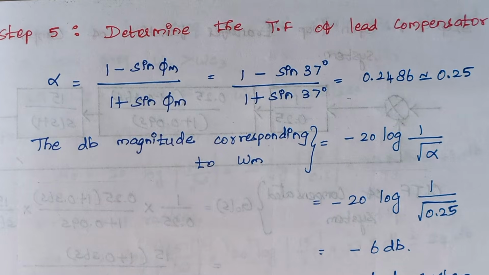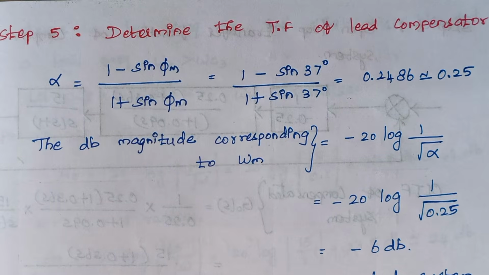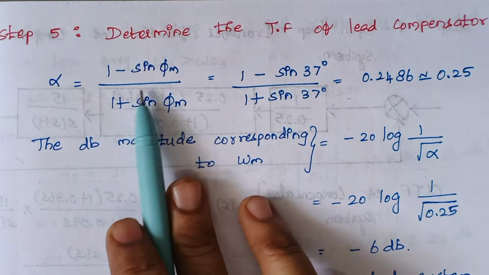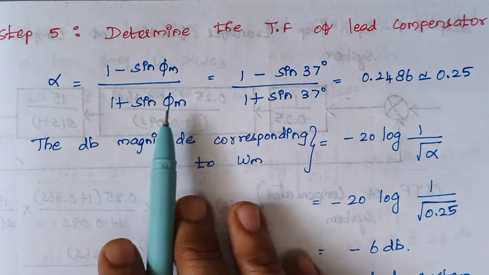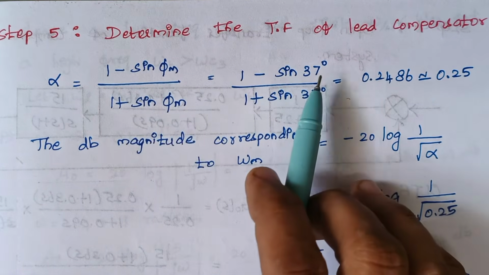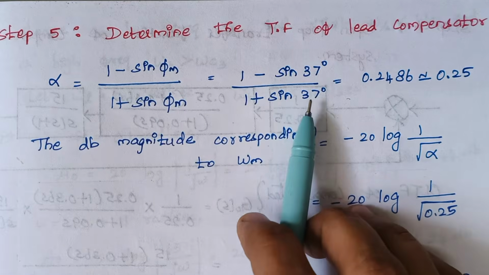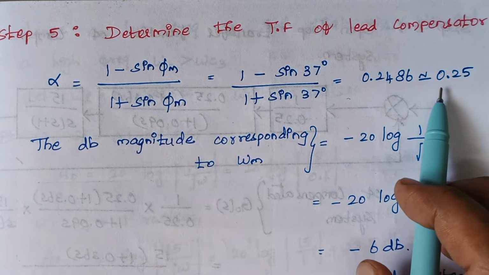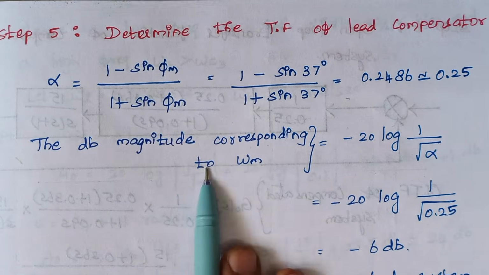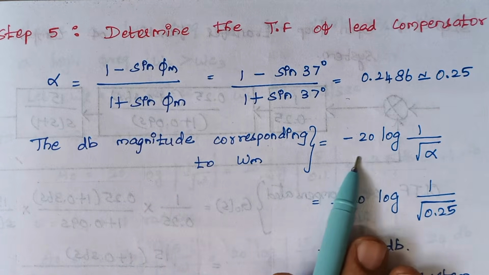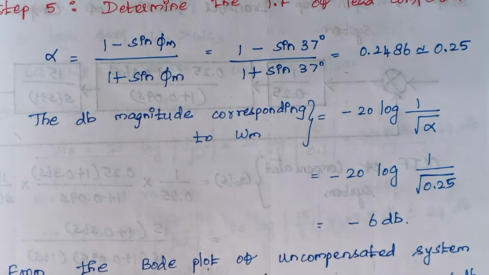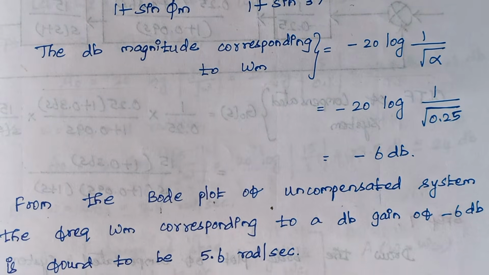Step 5 is finding the transfer function of the lead compensator. Here the value of alpha is given by 1 minus sin phi m divided by 1 plus sin phi m. The value of phi m is 37 degrees, so just substitute it over here. Finally the value of alpha is found to be 0.25. When you want alpha in terms of dB, you have to use this formula, minus 20 log 1 by square root of alpha, and the answer is minus 6 dB.